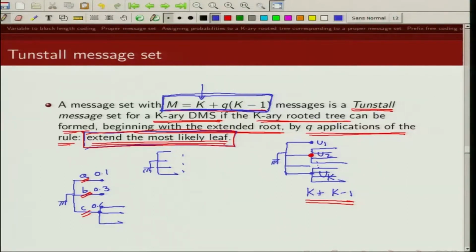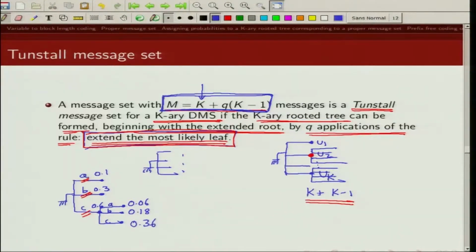Now if I extend this particular leaf, what are the probabilities? A, B, C. This probability is the probability of this node, which is 0.6, multiplied by the probability of this letter A, which is 0.1. So this is 0.06. This is 0.6 into 0.3, it's 0.18, and this is 0.36.